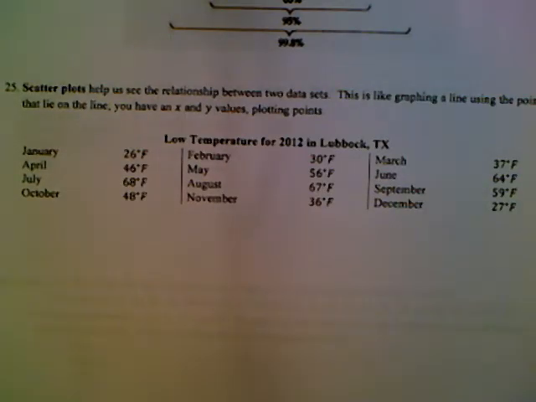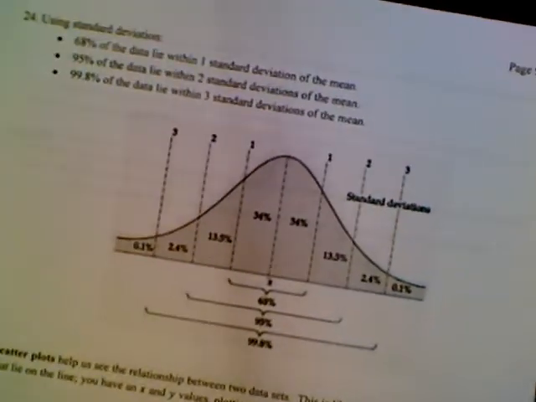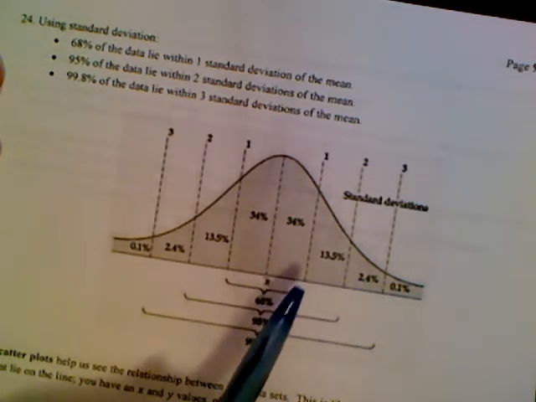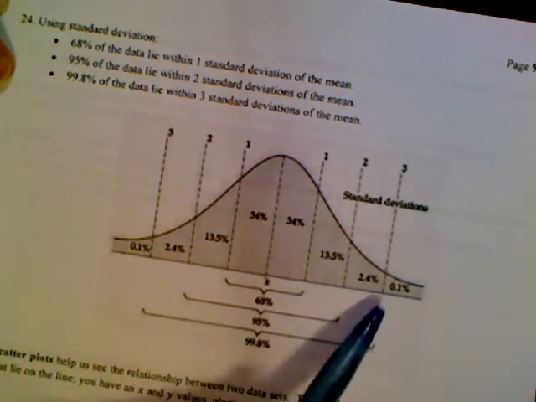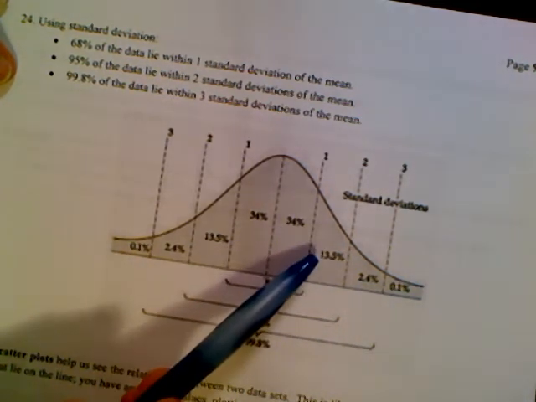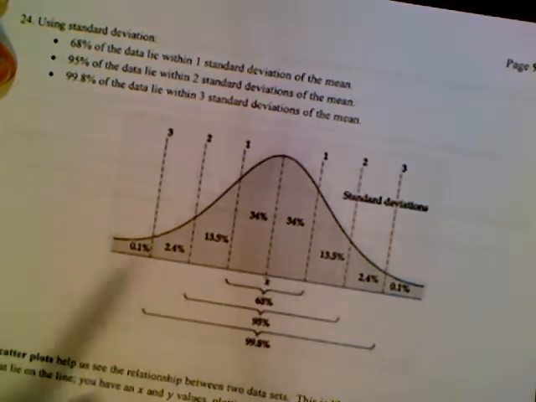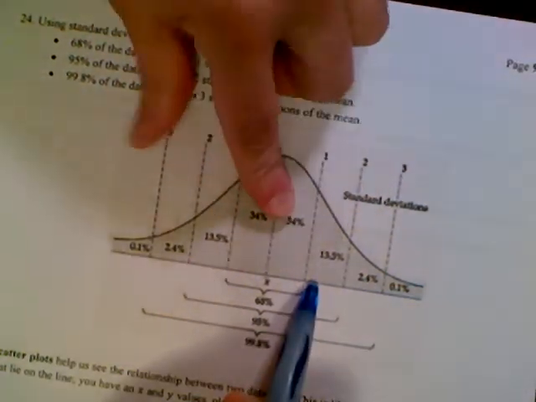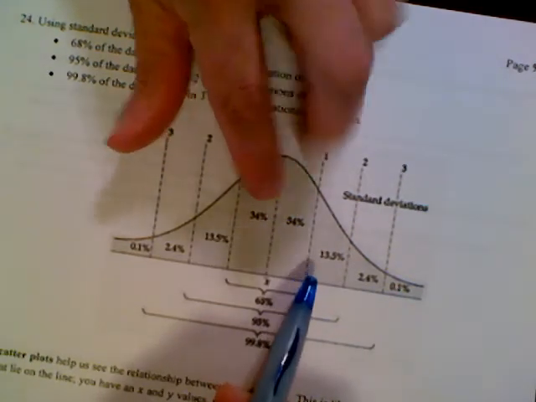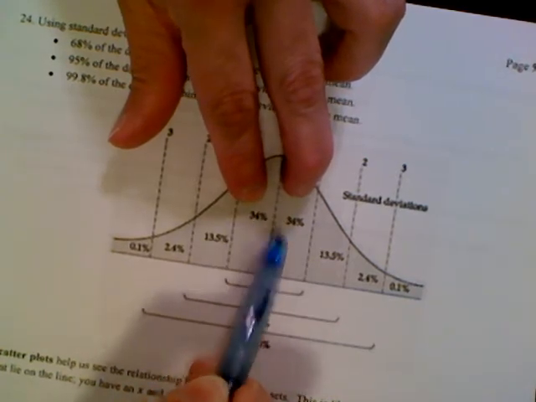Okay, next we're going to talk about normal curves and the 68, 95, 99 rule. What this means is that 68% of the data is within one standard deviation of the mean. 95% of the data is within 2 standard deviations of the mean. And 99.8% of the data is within 3 standard deviations of the mean. So if I know my mean, I add the standard deviation to it. If I go 1 positive standard deviation, I only go 34%. I look at each side of the mean.